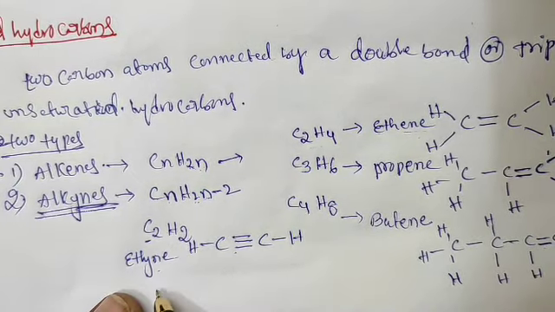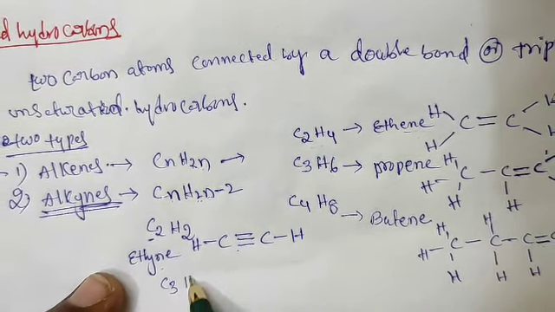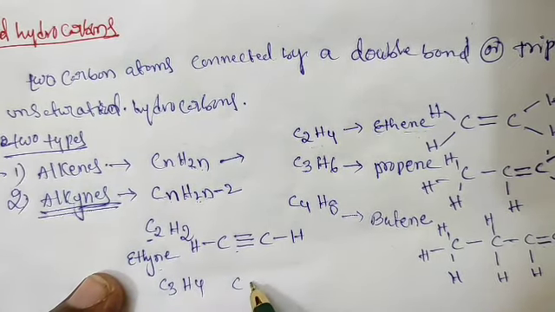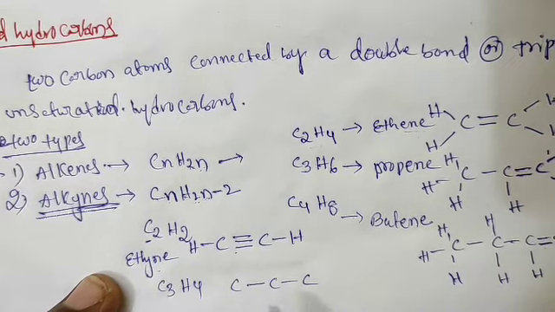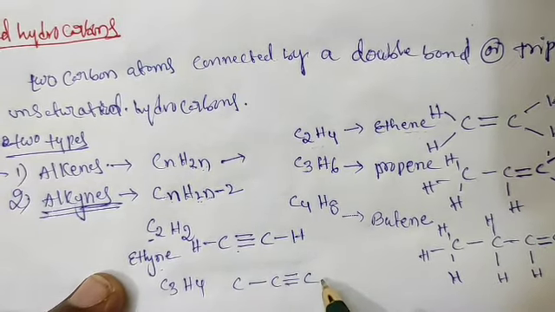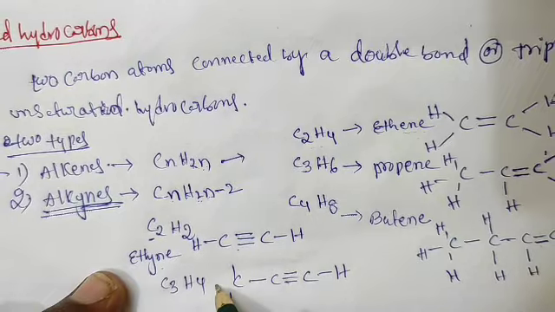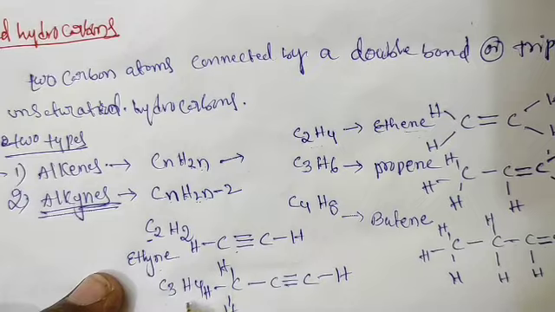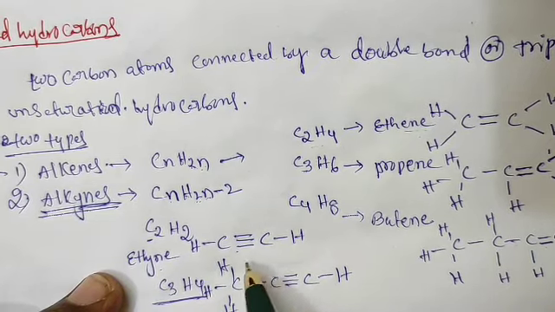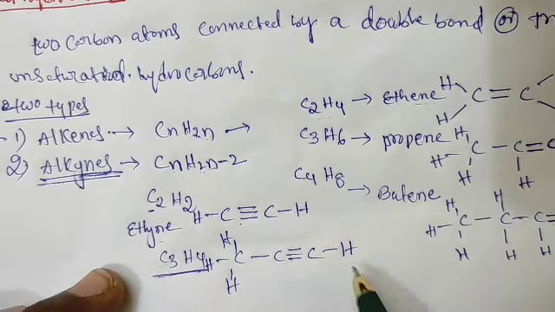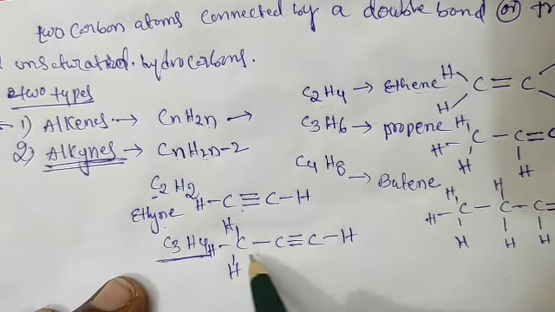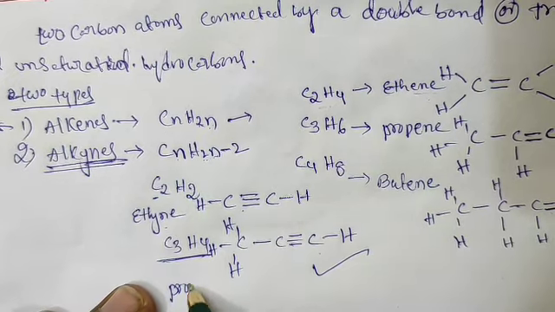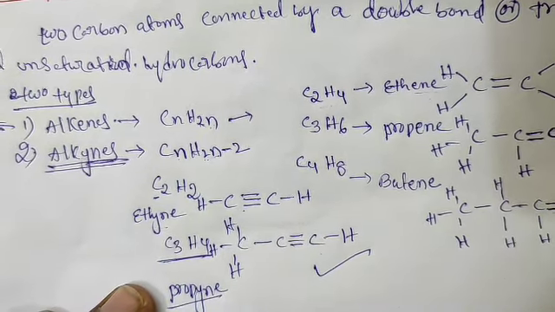Next, instead of 2 we can take 3, C3H, 6 minus 2 is 4, H4. So now 1 carbon, 2 carbon, 3 carbons, and somewhere a triple bond is there. Here 1 hydrogen, here 3 hydrogens, so 3 plus 1 is 4, C3H4. So 3 carbon atoms, 4 hydrogens. What will we call this? Propyne.